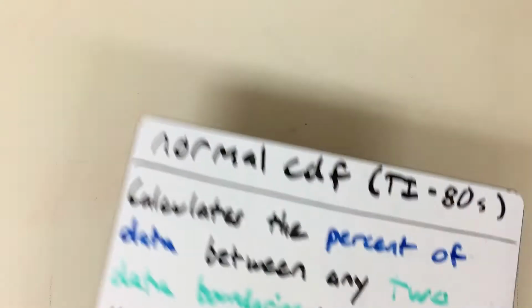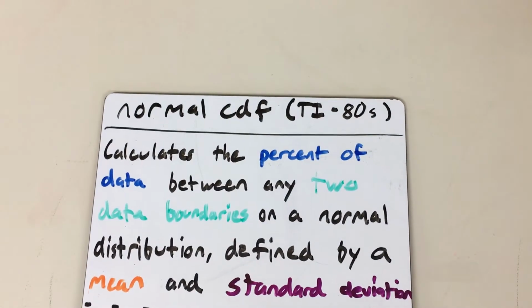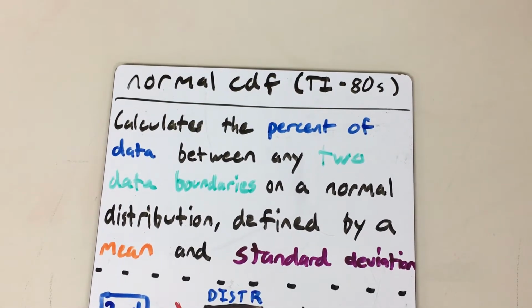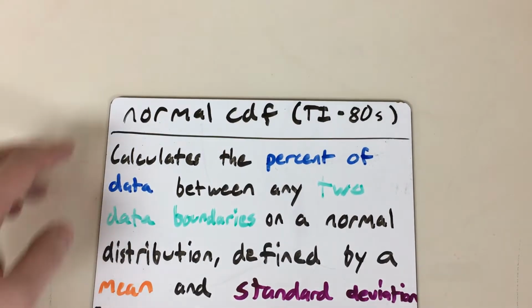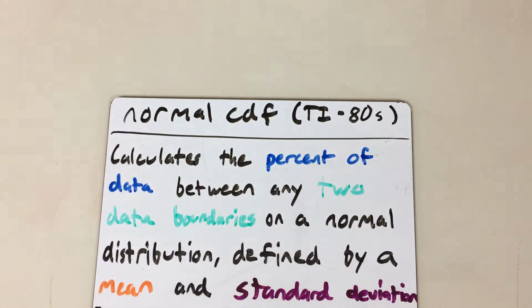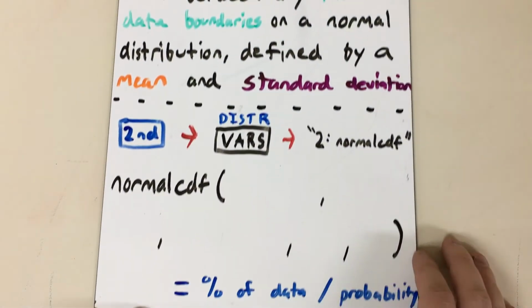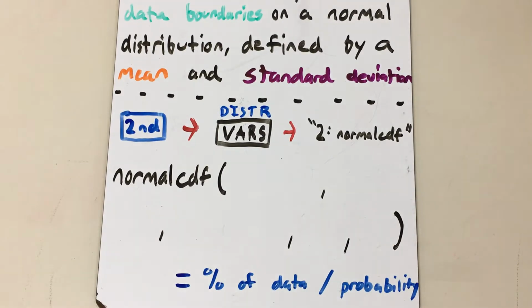This is Mr. W. This is the last video in a four-part series on interpreting and using normal distributions. And today we're going to learn about a calculator command that will let us calculate the percent of data between any two boundaries on a normal distribution defined by a mean and a standard deviation. It is called normalcdf. It stands for cumulative distribution function. If you know calculus, it basically just takes an integral. But I have the actual commands.